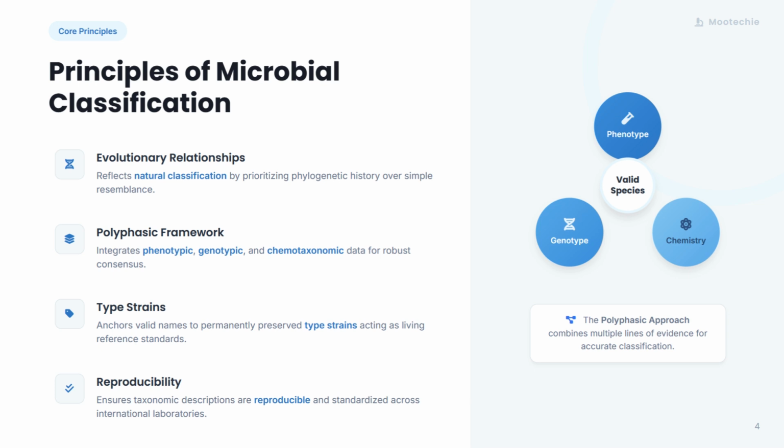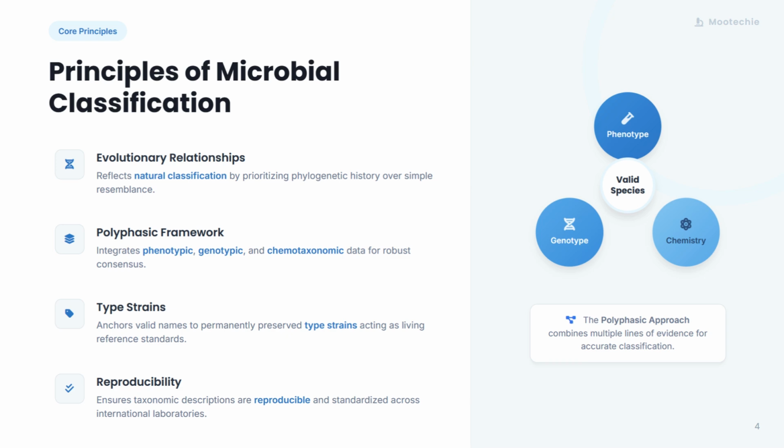Type strains. Anchors valid names to permanently preserved type strains acting as living reference standards. When a new species is named, a specific sample is designated as the official reference example that all others are compared against. Reproducibility. Ensures taxonomic descriptions are reproducible and standardized across international laboratories. Any trained scientist following the methods should be able to identify and classify the same organism the same way, which is crucial for scientific consistency.